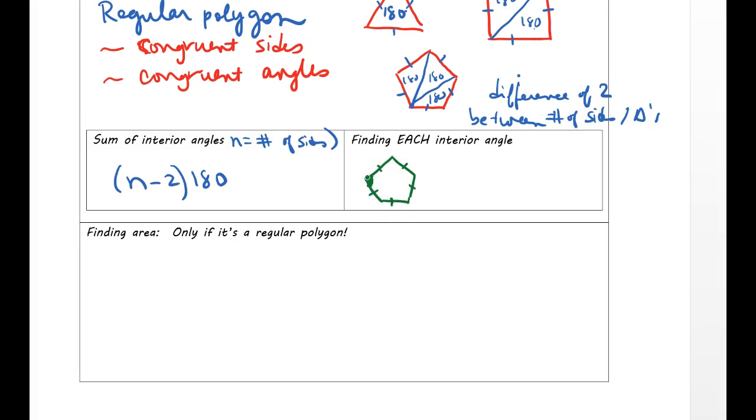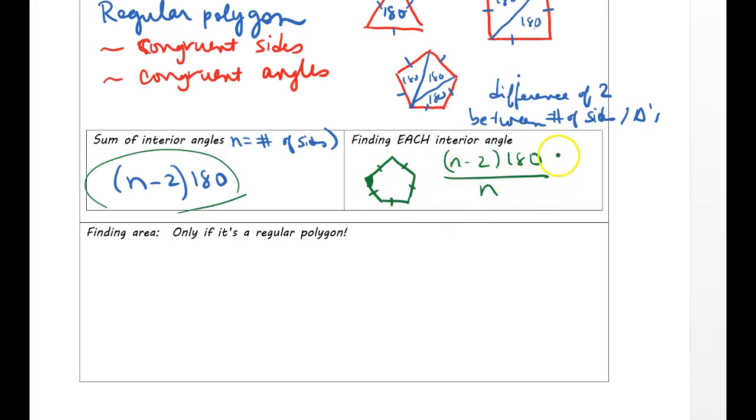Okay, well, first of all, this angle right here is the same as all the others, so the idea would be to take the total number of all the interior angles and then divide by however many angles there are. So there's 1, 2, 3, 4, 5. So if I did this formula from over here, n minus 2 times 180, this gives me the total of all of them. But then if I divide by, in this case, 5, I'm dividing by the number of sides.